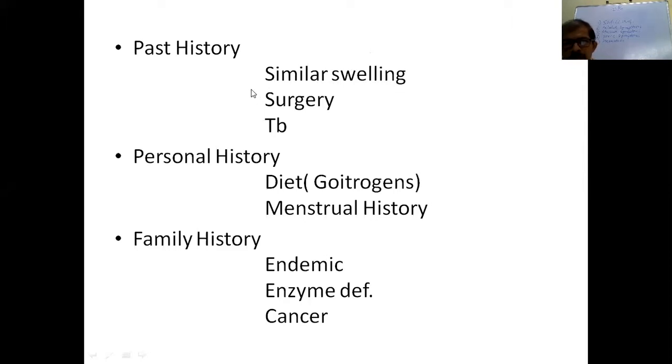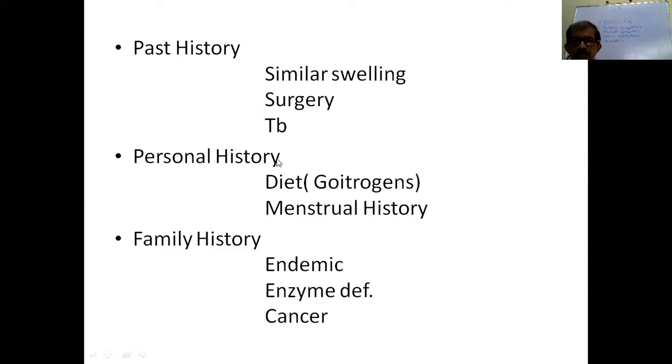Then history of surgery. Suppose the patient had a right solitary nodule. It was operated; the surgery we do for a solitary nodule is hemithyroidectomy, where we remove only that half of the thyroid. So the patient may now have a left side thyroid swelling because the left lobe is still preserved. So history of surgery is very important in a thyroid case. Then tuberculosis also, because we must not exclude tuberculous thyroiditis, which is very rare. The swelling in question may be a tuberculous lymph node, so you may be confusing it with thyroid. That's why these three histories are important in past history.